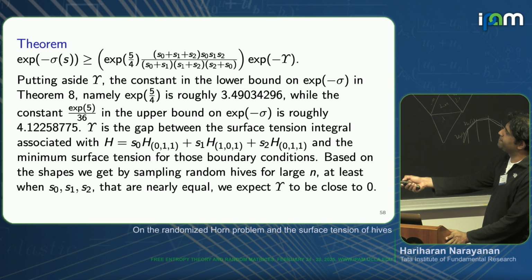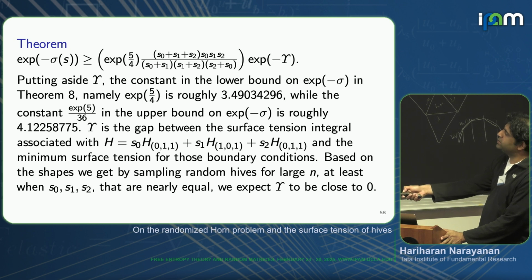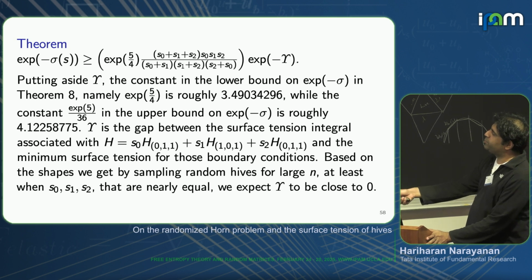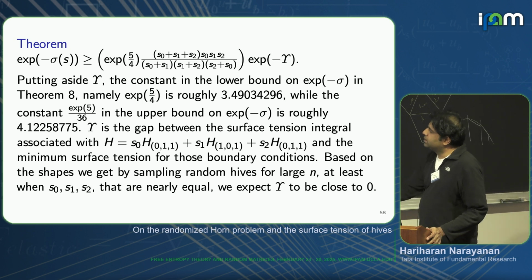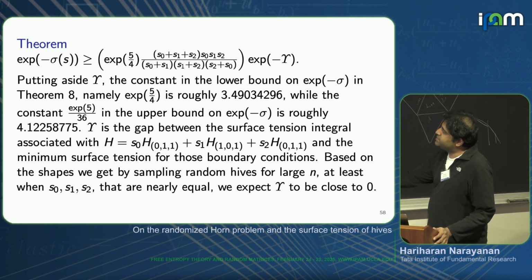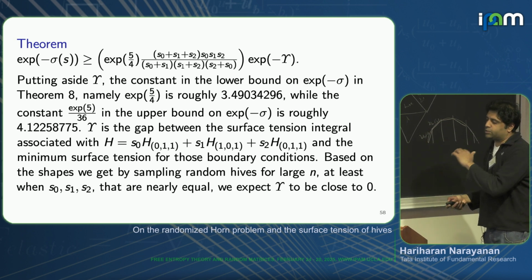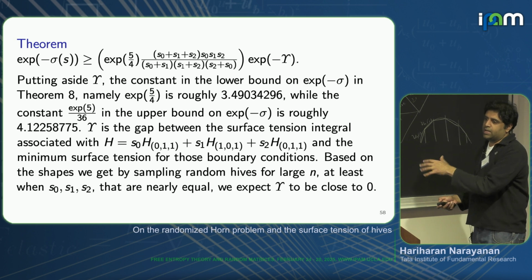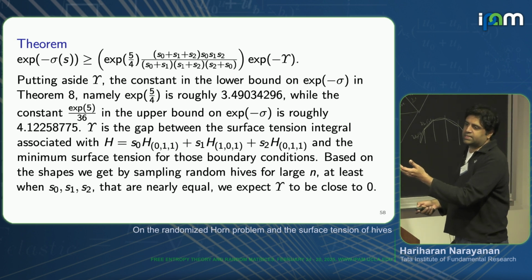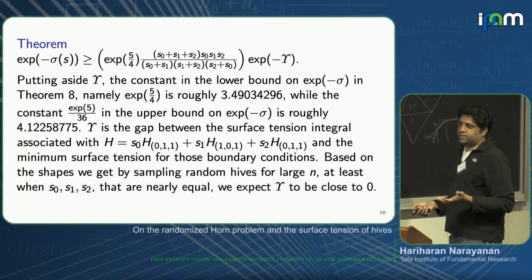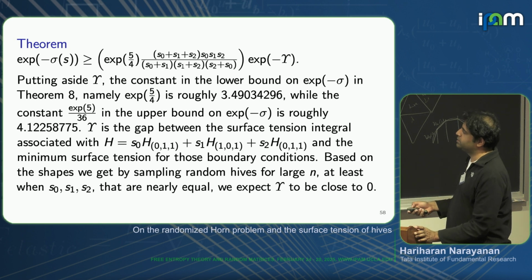So here's some numerics. The lower bound is roughly 3.5 here, and the upper bound that we just got earlier is roughly 4.1. So it's not too far. But the lower bound has this inexplicit term, which is basically the gap between our canonical hive and the true limit shape, which we don't actually know. But just going by the sampling results, they seem very close. But that's something we don't have good control over.